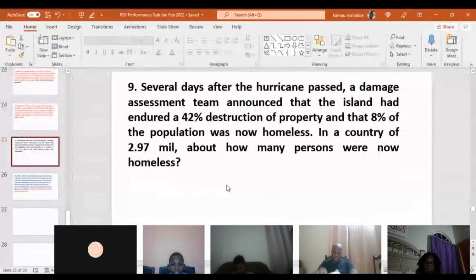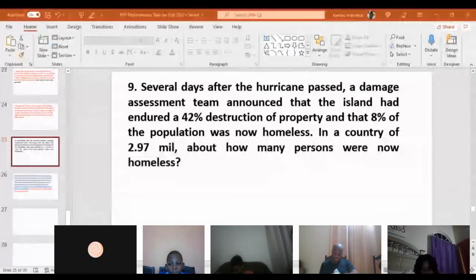Several days after the hurricane passed, a damage assessment team announced that the island had endured a 42% destruction of property and that 8% of the population was now homeless. In a country of 2.97 million, about how many persons are now homeless? Number that, mil means million.